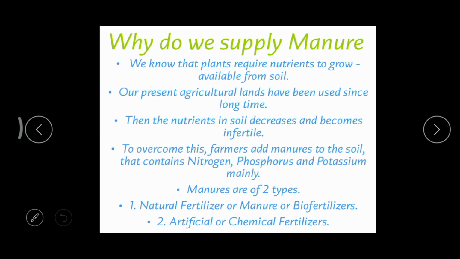So, already we learned different types of agriculture activities like preparing the soil, then sowing of seeds, and then what's the next one? Why do we supply manure? The plants require different types of nutrients from the soil. Nutrients means different types of salts like nitrogen, potassium, calcium, magnesium. All these salts are otherwise called nutrients, and these nutrients are present in the soil.